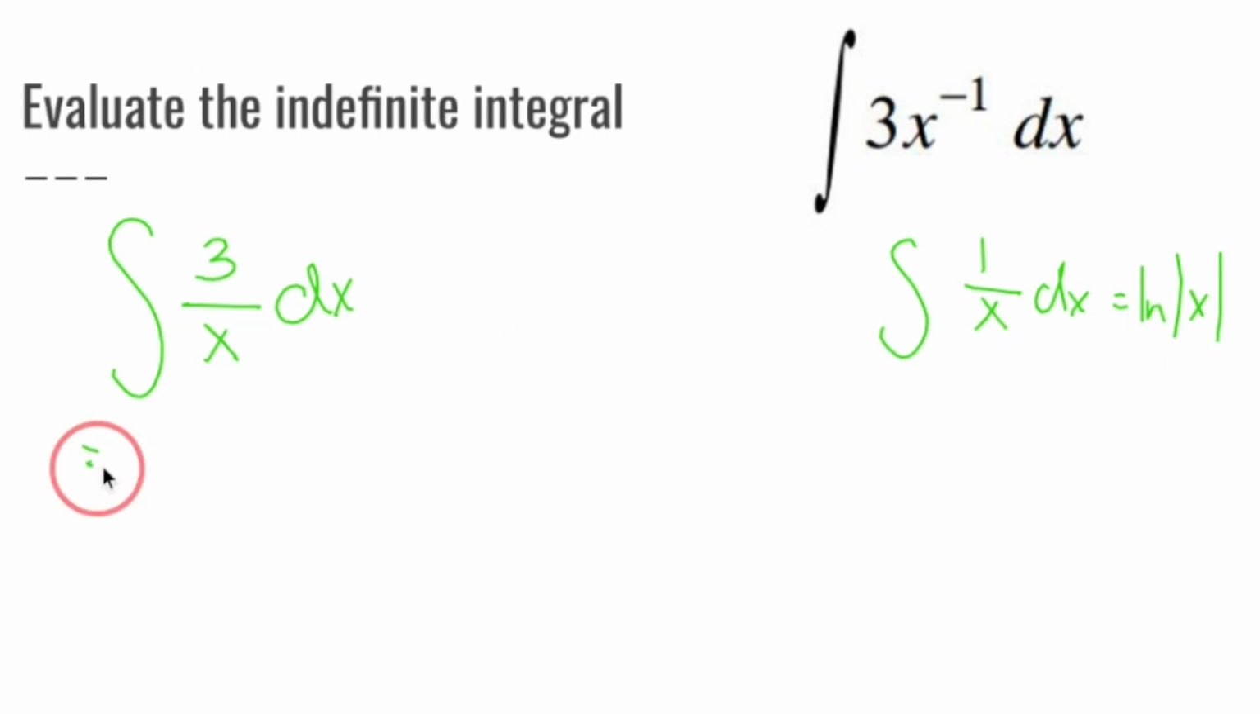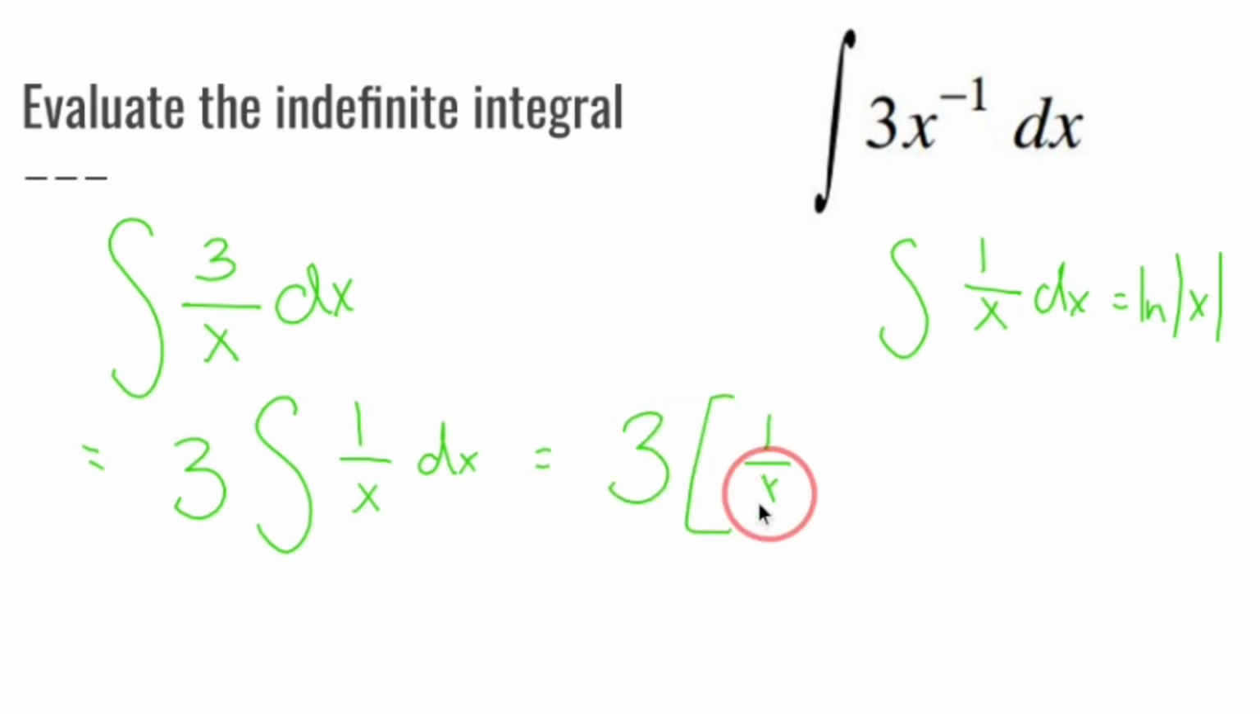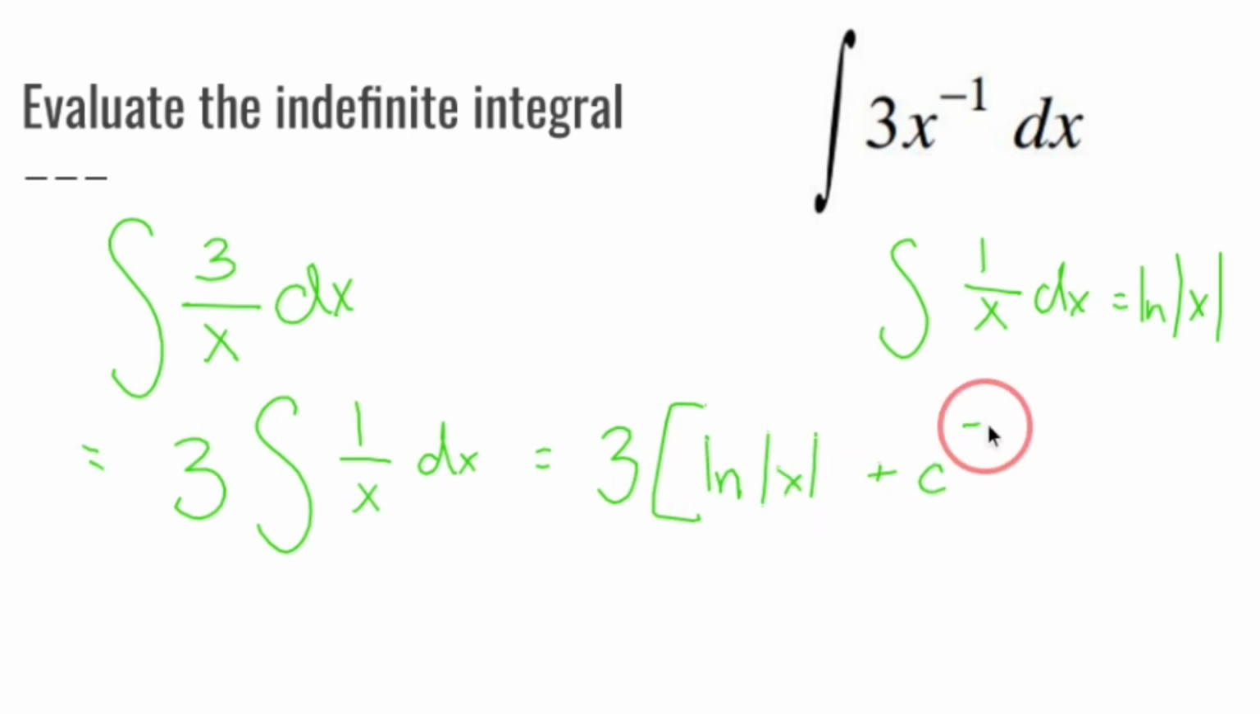So if I wanted to be a super picky math teacher, I can bring out that 3, because you're allowed to do that with integration, and that leaves me with 3 times the integral of 1 over x dx, which means, according to this rule over here, I get 3 times ln of the absolute value of x plus c. That 3 times ln of x just gives me 3 ln of x.